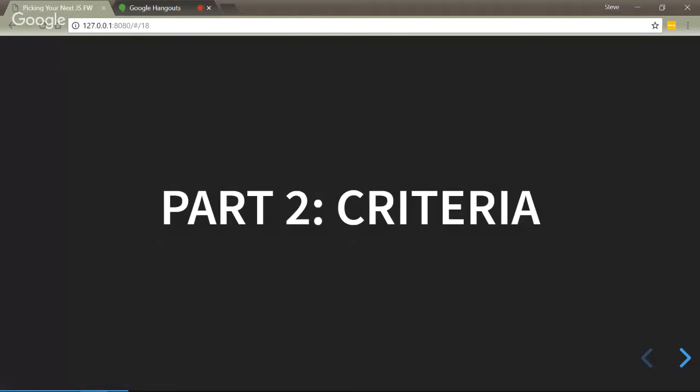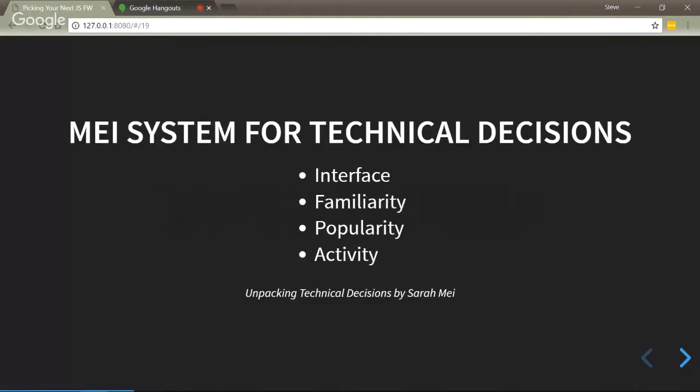But criteria: here are some criteria that I found good for me. This is from Sarah May. It's a joke that she has a system; somebody told her if you have a system, you can make a lot of money consulting. So she's got the May system for technical decisions. You can think of her list as broken up into maybe a 2x2 graph. On one axis, you could say things that relate directly to your team and things that are more related to the community. Then on the other axis, things that are part of the product itself and things that are about the surrounding community.